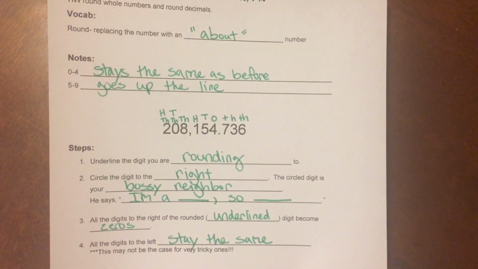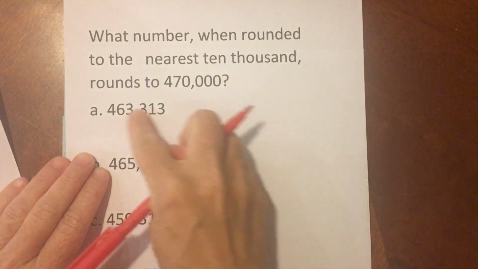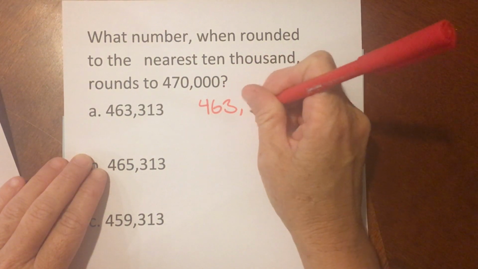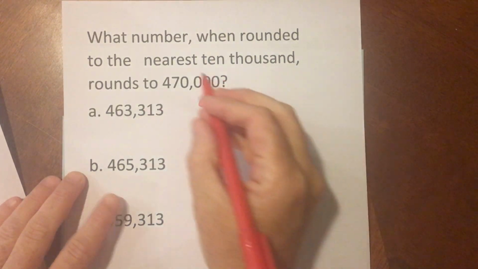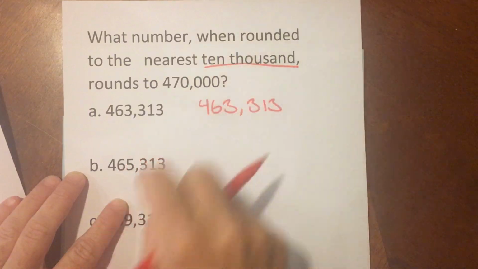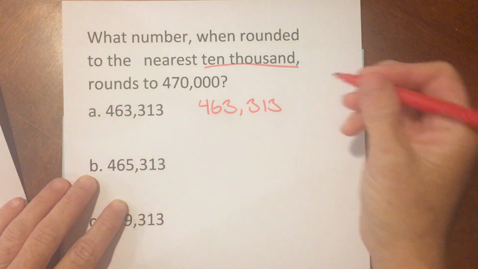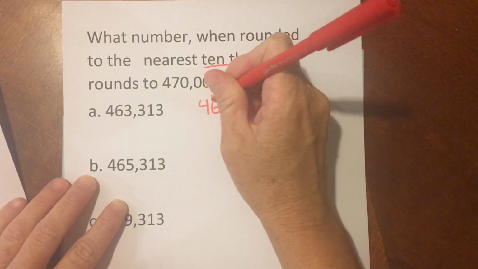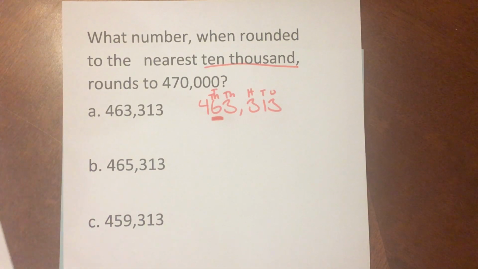So I would just get my steps, and it first says I'm going to underline the digit I'm rounding to. Well, I usually like to rewrite the number because usually they don't give it large enough. They told me here I'm rounding to the nearest 10,000. They tell you what you're rounding to. So what is my 10,000? Well, this one doesn't have decimals, so remember, this is my ones, my tens, my hundreds, my thousands, and this is my 10,000s. So that's the digit I'm rounding to.